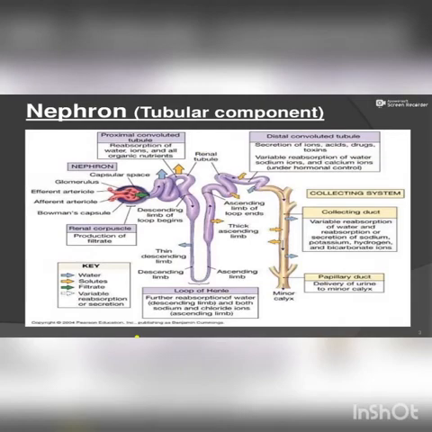Nephron's tubular component: renal corpuscle, which includes the glomerulus, further divided into three parts: proximal convoluted tubule, loop of Henle, distal convoluted tubule, which are followed by a collecting system, that is collecting duct and a papillary duct.